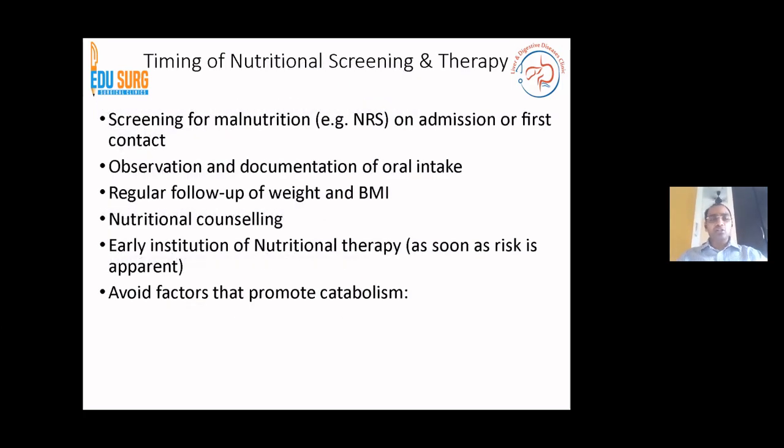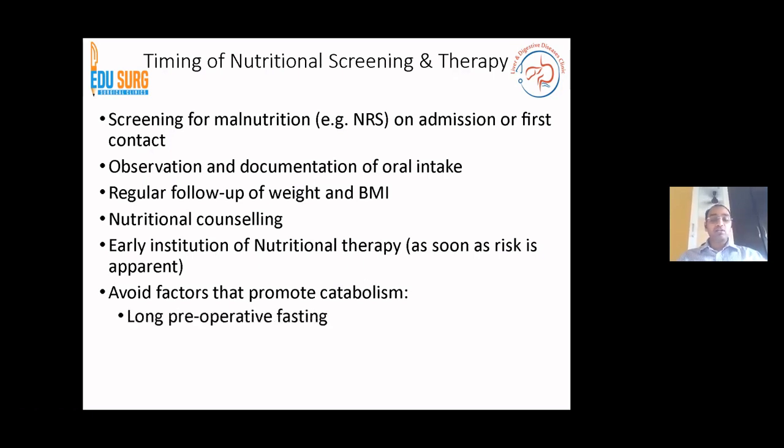So when do you start nutritional support? Ideally, NRS or SGA is to be done on admission or during the first contact. You observe and document the oral intake. You regularly follow up the weight and BMI. If there are historical records available of weight and BMI, then you should use them. You should counsel these patients regarding their nutrition, regarding taking high protein diet, regarding changing their diet and lifestyle. And as soon as the risk is apparent, you should institute nutritional therapy. And also, you should avoid factors that promote catabolism.